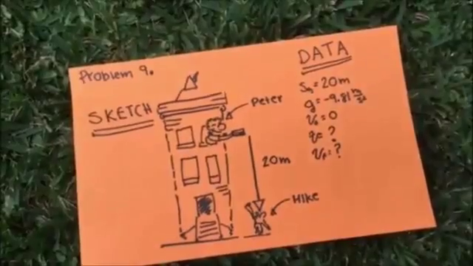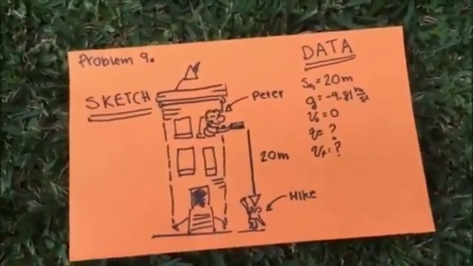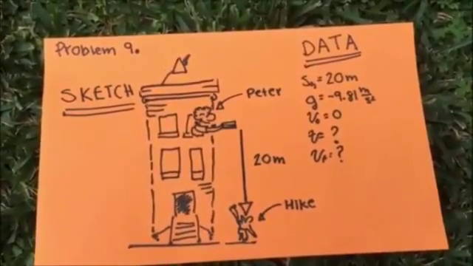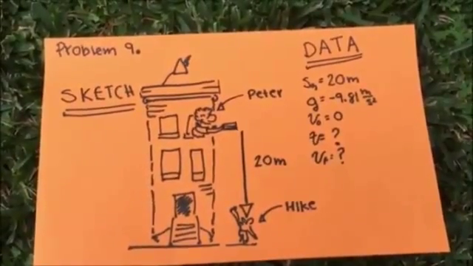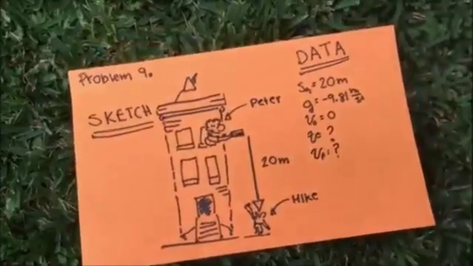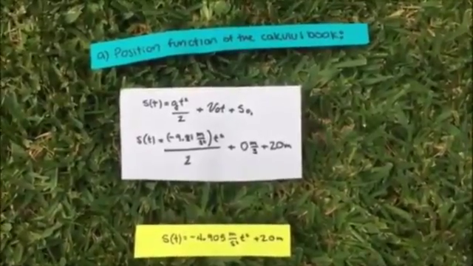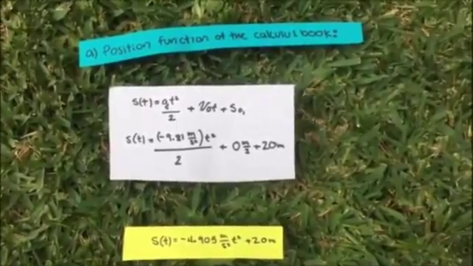Here is what the problem says. Peter drops his calculus book from a window that is 20 meters from the ground. At the ground, just below the window, is his friend Mike, who needs his book to make his homework. So, point A. Write down the position function of the calculus book.